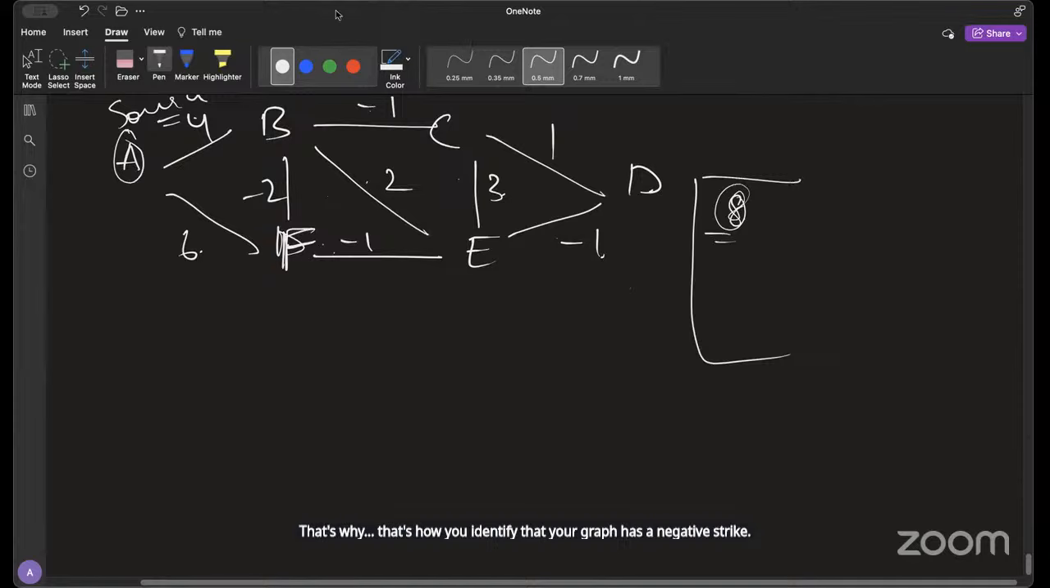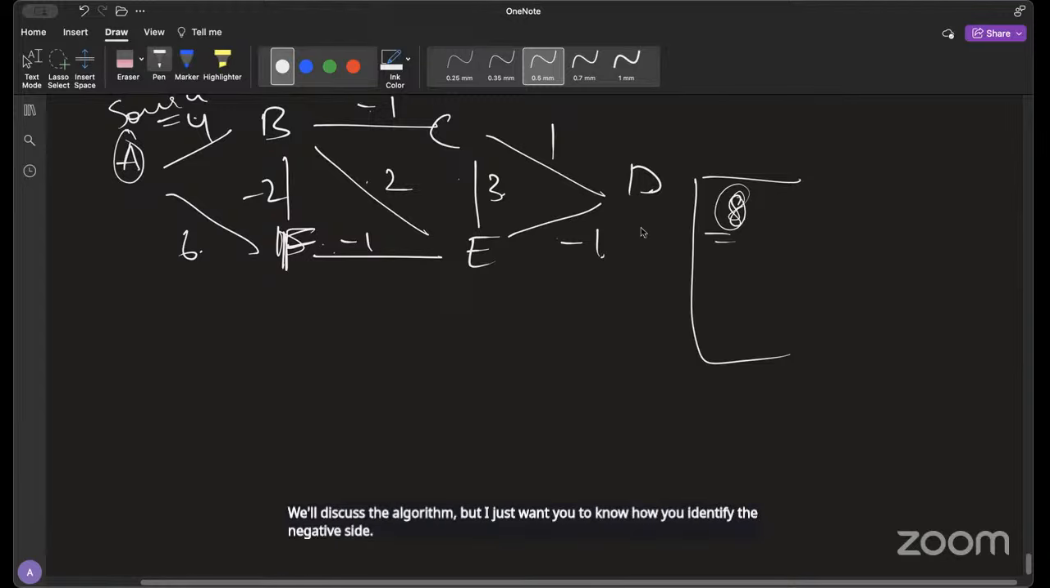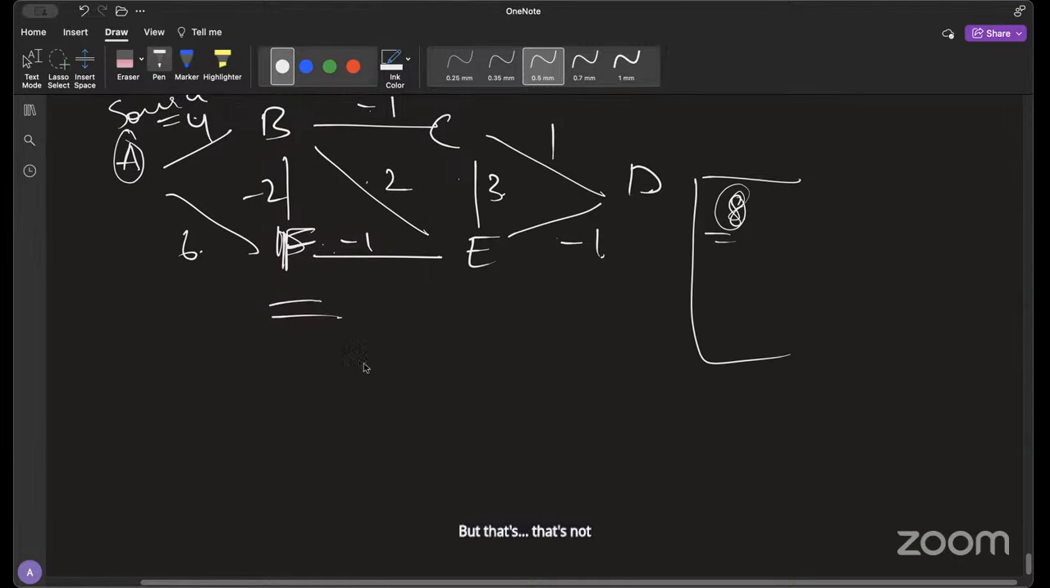Is this part clear? We'll discuss the algorithm, but I just want you to know how you identify the negative cycle. But you won't be asked questions on that, by the way.